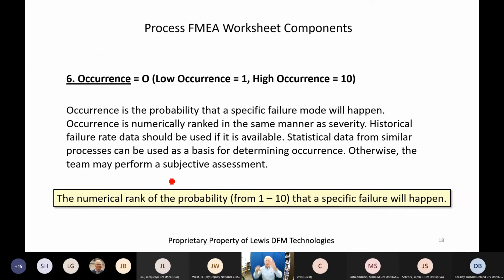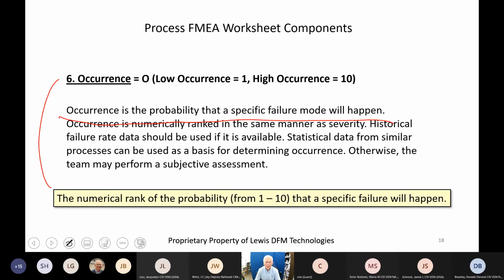And then we keep going to step number 6, which is the occurrence. Occurrence is the probability that a specific failure mode will happen. Okay? And it's a numerical rank of the probability from 1 to 10 that a specific failure will happen. And again, we need to pick a number from 1 to 10. A low number means it's a low occurrence. A high number means it's a potentially high occurrence. That means it more than likely is going to happen.